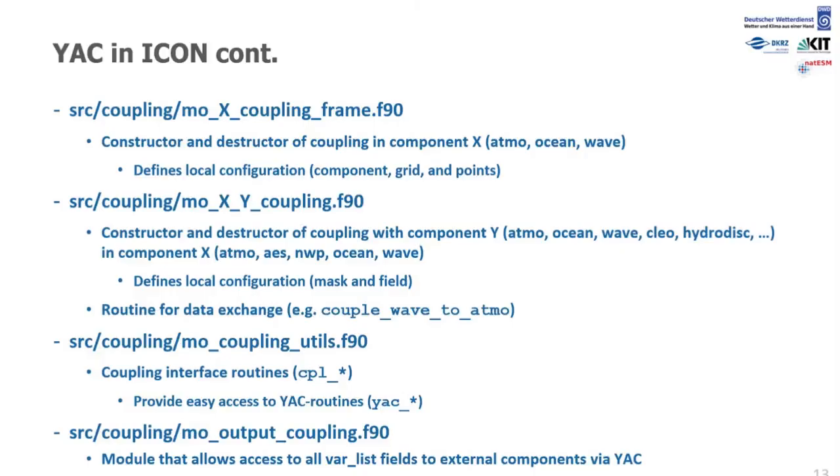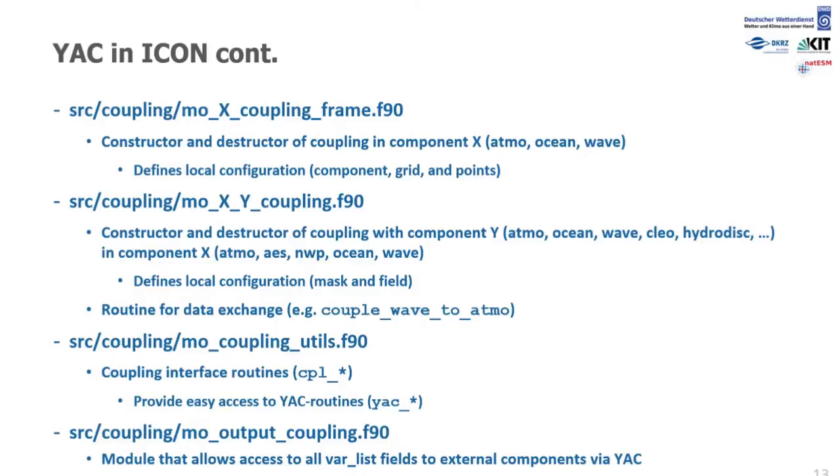In addition to these two files, you have the Mo coupling utils. This is because the YAC calls are not specifically written for ICON, so they are rather general, and oftentimes a lot of the arguments are trivially or are repeated in the ICON runs. So we have a simplification layer around the actual YAC calls, and that's why in the files above you will usually only call couple underscore routines, which are a simplified version of the actual YAC routines.